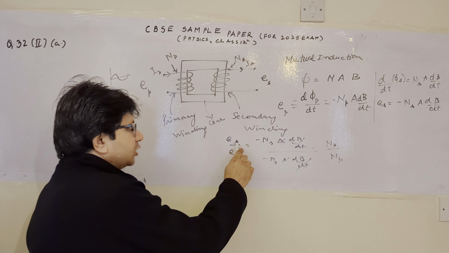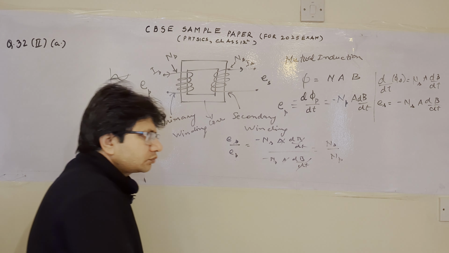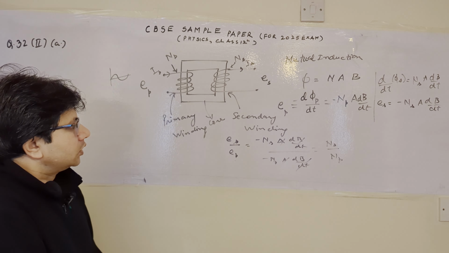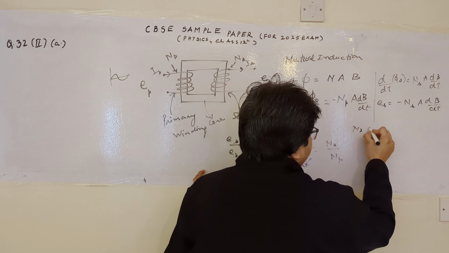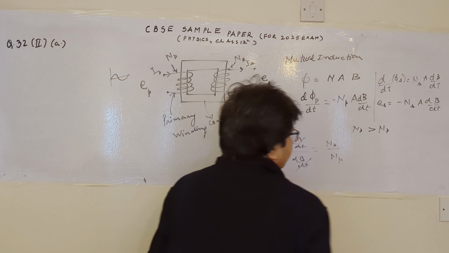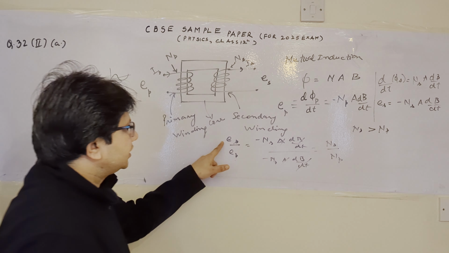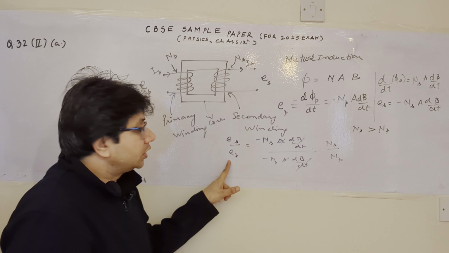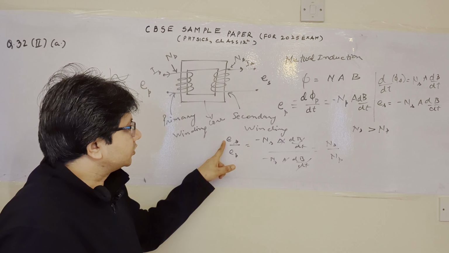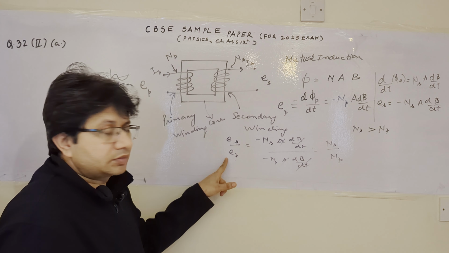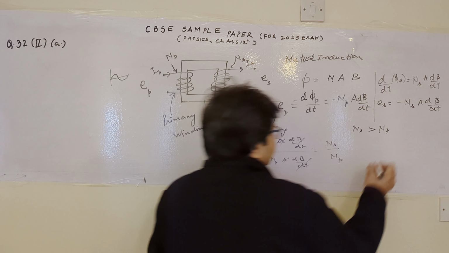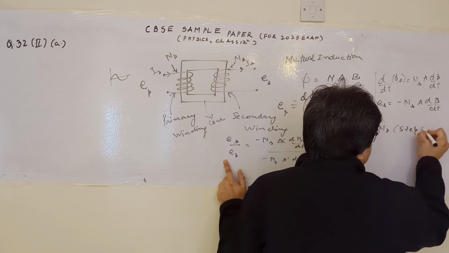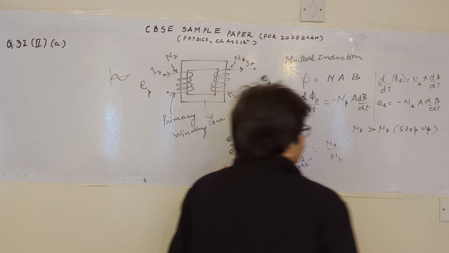You can easily see that the EMF is directly proportional to the number of turns. So if the number of turns of the secondary side is greater than the number of turns of the primary side, then we can say that E_s is greater than E_p. It means that the EMF generated in the secondary side is more than the EMF at the primary side. So this is known as the step-up transformer.